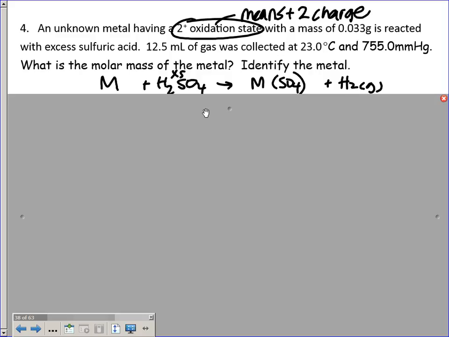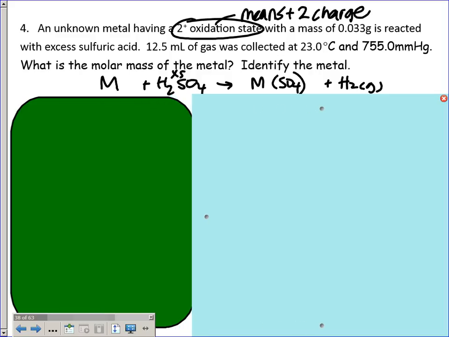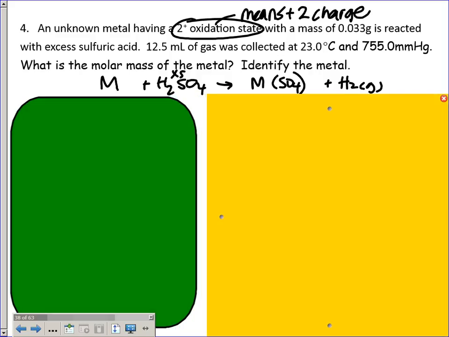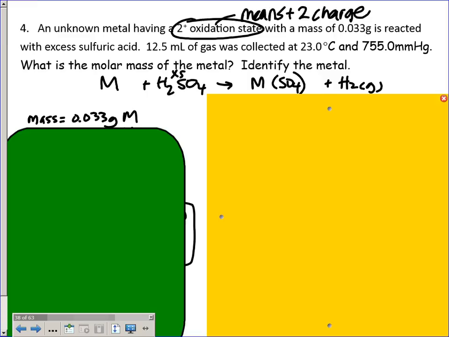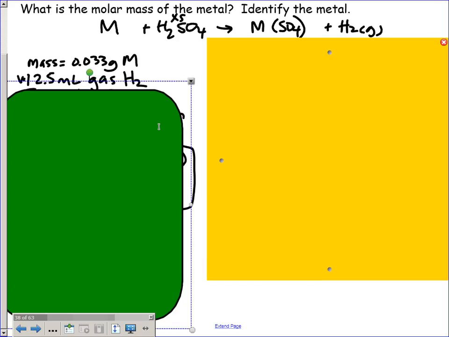I saw a couple of you got this far, and I went ahead and labeled that as excess, but I'll get to that in a second. You saw that it gave you a mass of 0.033 grams of the metal. That's a fact that was given to you. You saw that you had 12.5 milliliters of the gas that was made.